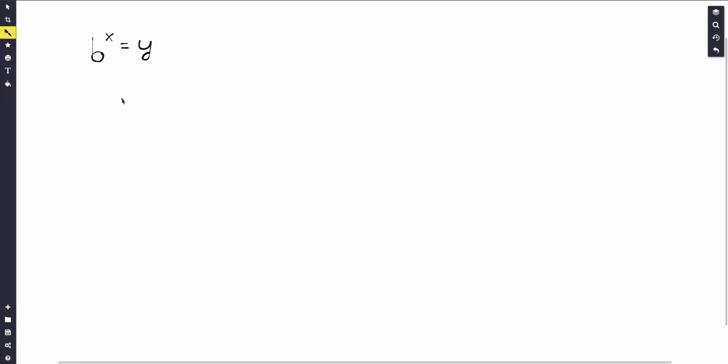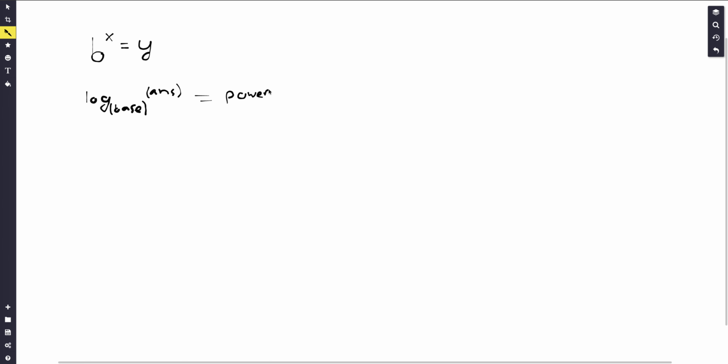In logarithms, we're going to have log, and then our base is usually written a little under the log, not exactly on the same line. And then our answer, I'm just going to write "answer" in short, is equal to power.